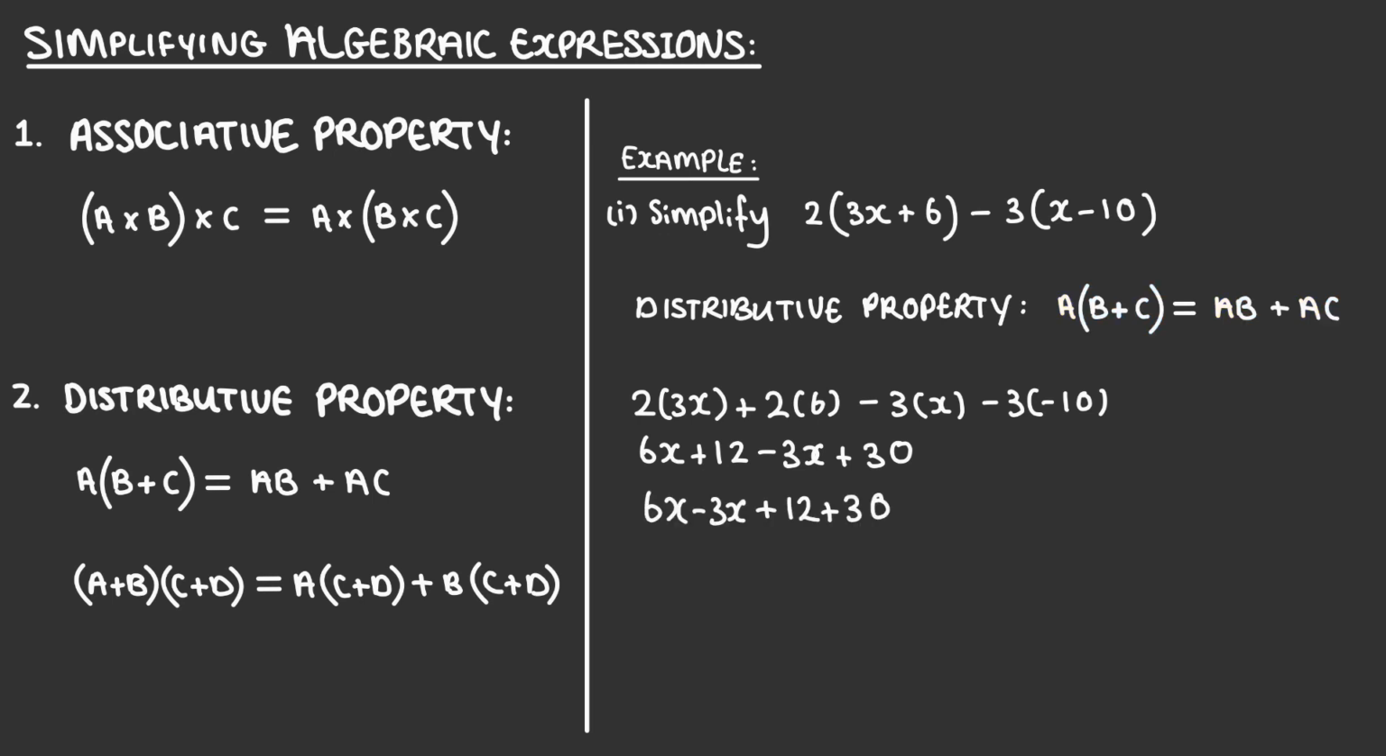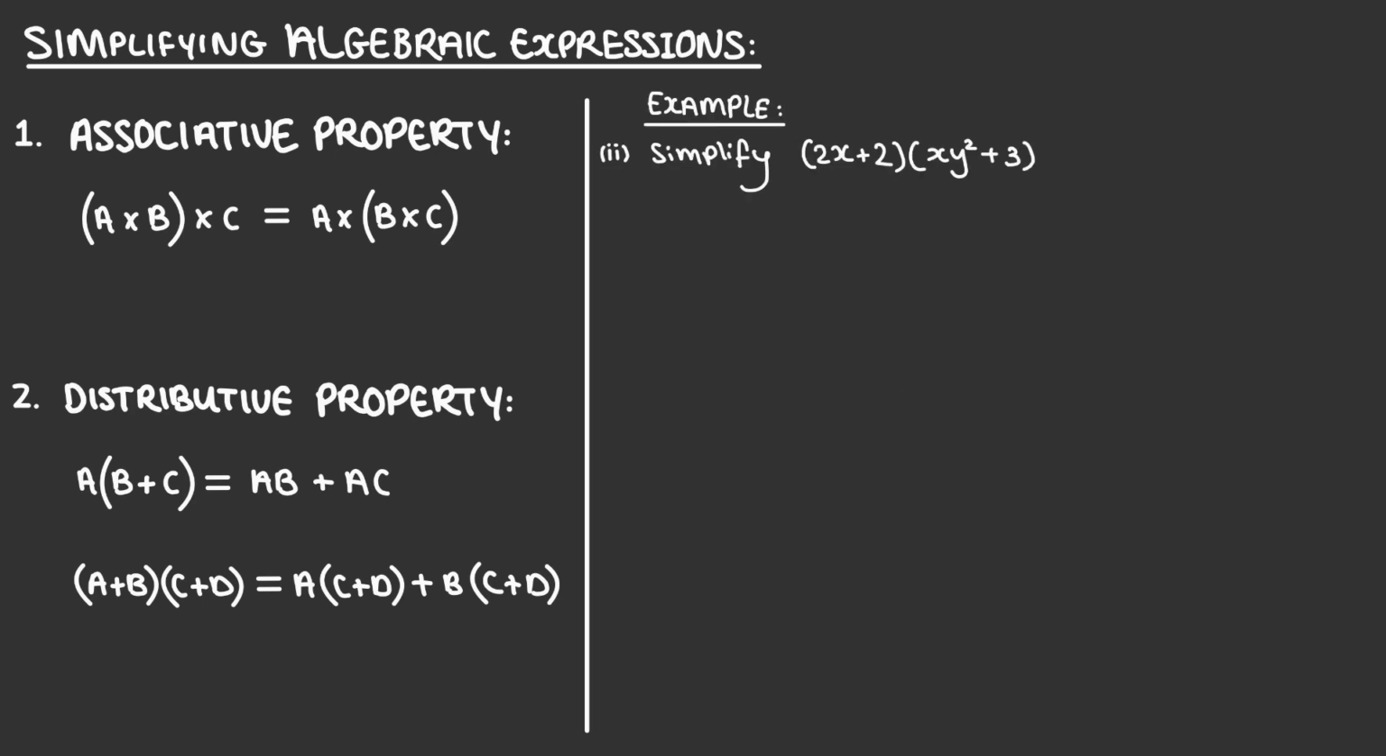We can rearrange our sum to have x's on one side and numbers on the other. So we end up with 6x minus 3x plus 12 plus 30. Simplifying by adding and subtracting, this leaves us with 3x plus 42.